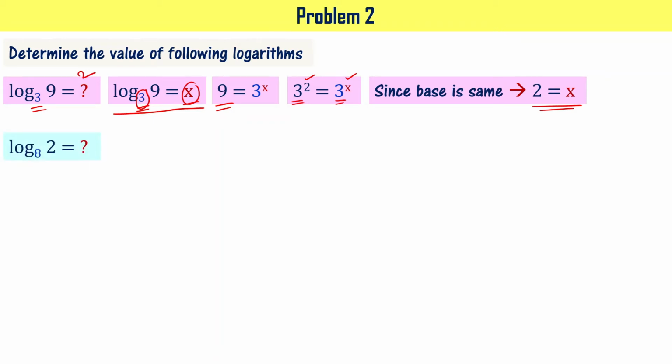Let us determine the value of log of 2 to the base 8. It can be written, let's say, as y. Log of 2 to the base 8 is equal to y. That can be written now in the exponential form as 2 equal to 8 power y, right? 2 equal to 8 power y. Now look at this. 8 can be written in terms of 2 because I have 2 on the left hand side. Let me express 8 in the form of 2.